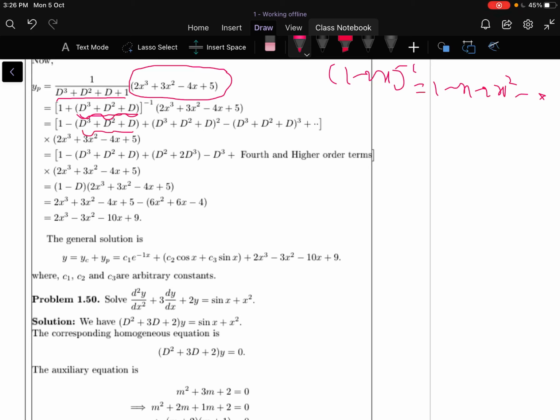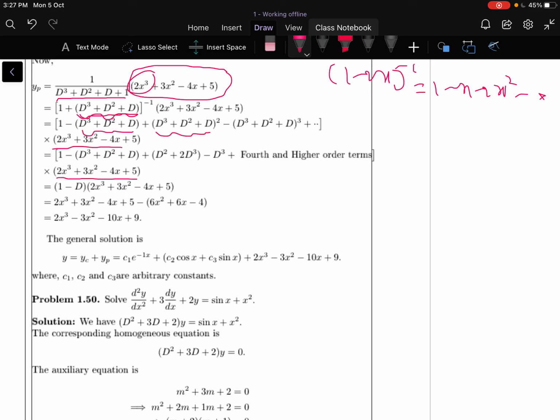Now 1 minus x, where x is d cube plus d square plus d, plus x whole square, d cube plus d square plus d whole square, minus and so on, into the given function 2x cube plus 3x square minus 4x plus 5. So 1 minus d cube plus d square plus d. By using the a plus b plus c whole square formula, d square plus 2d cube is enough. Even 2d cube, we need it because a third degree polynomial is there. Fourth degree onwards is not required here. So I write till third degree differential operators. Fourth degree differential operators onwards, just neglect them.